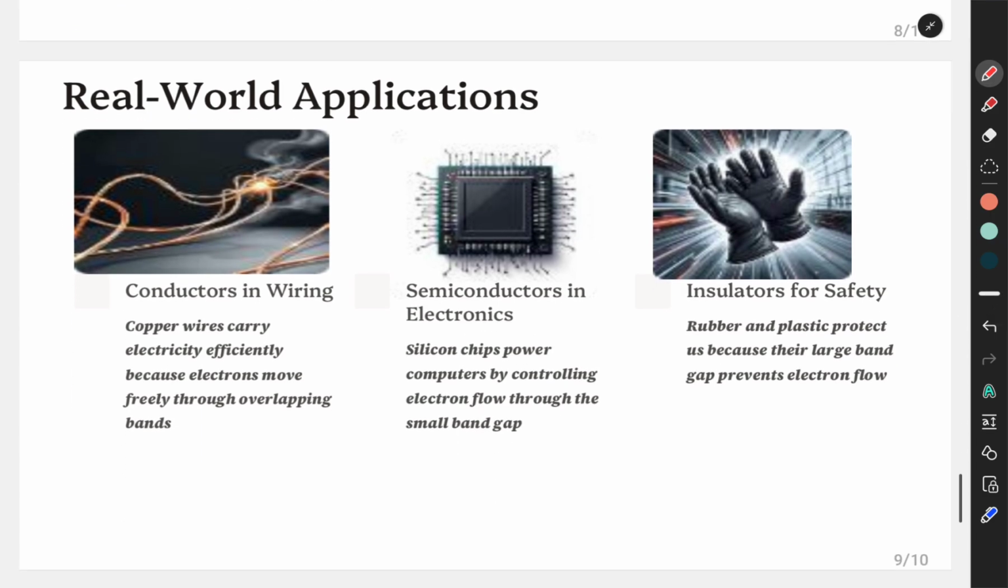Coming to the real world applications, conductors are used in wiring, like copper wires we use to carry electricity efficiently. And the example for semiconductors: they can be used in electronics, like silicon chips that power computers by controlling electron flow through the small band gap.